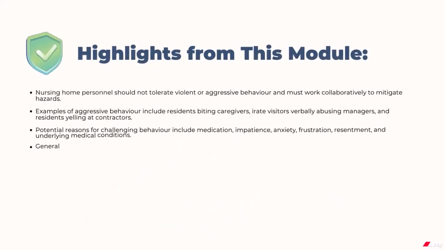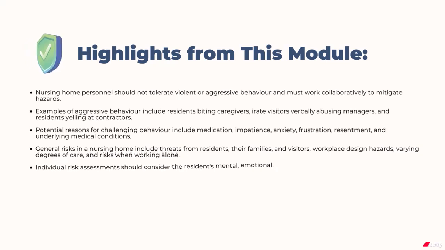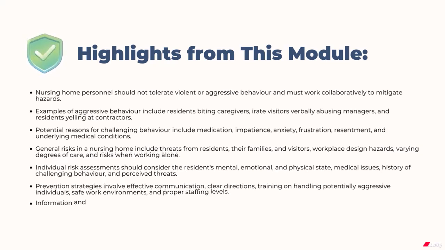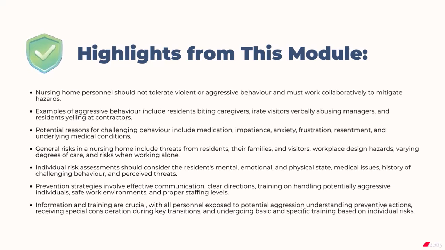Highlights from this module: nursing home personnel should not tolerate violent or aggressive behavior and must work collaboratively to mitigate hazards. Examples of aggressive behavior include residents biting caregivers, irate visitors verbally abusing managers, and residents yelling at contractors. Potential reasons for challenging behavior include medication, impatience, anxiety, frustration, resentment, and underlying medical conditions.